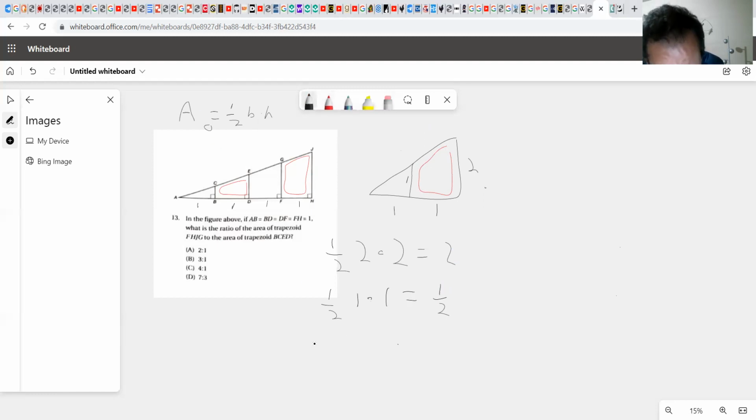So 2 minus a half, and that's pretty simple, right? 2 minus a half would actually be 1 1/2, right? So you get 1 1/2.